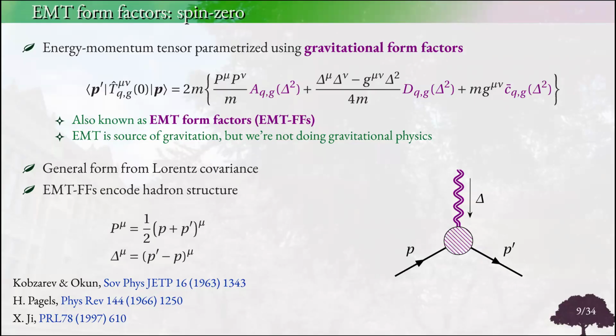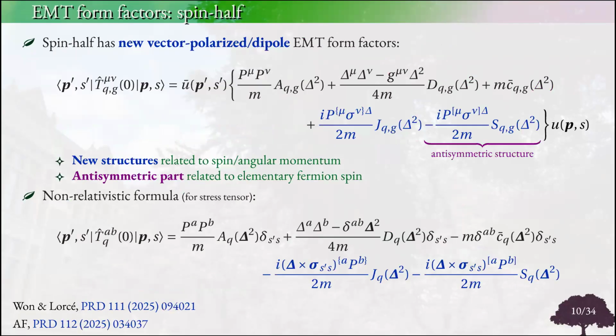So for a spin zero target, you have 3 such EMT form factors. For a spin 1/2 target, such as the proton, you introduce potentially 2 more form factors. These new structures are related to angular momentum. You can kind of think of them as being dipole form factors and the spin zero form factors as being monopole form factors. One of these only appears if you have an asymmetric energy momentum tensor. So if you're using the symmetric one, you only get 1 new form factor.